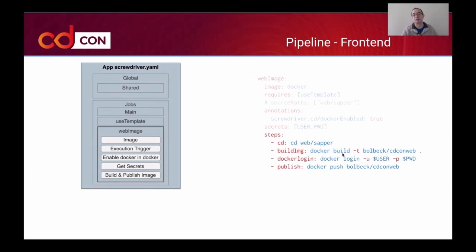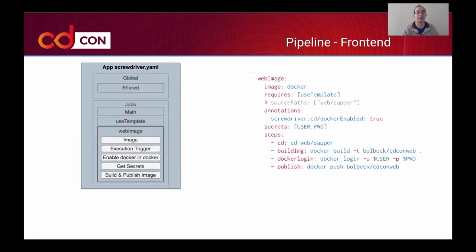So we're going to use a typical Docker build, and that's going to use the Docker image we saw a second ago, under the web Zapper folder. Then we're going to have our Docker login, and finally we're going to push that to Docker Hub. All right. And that's our pipeline.